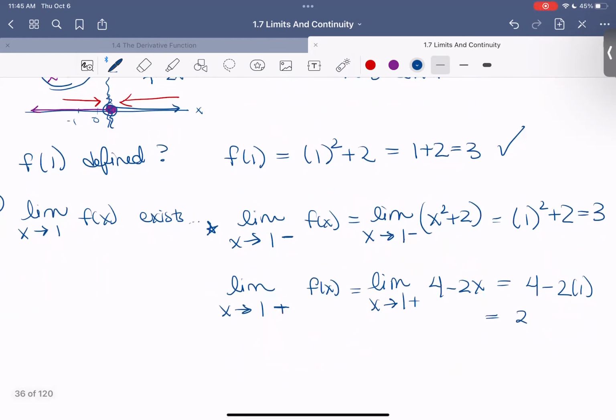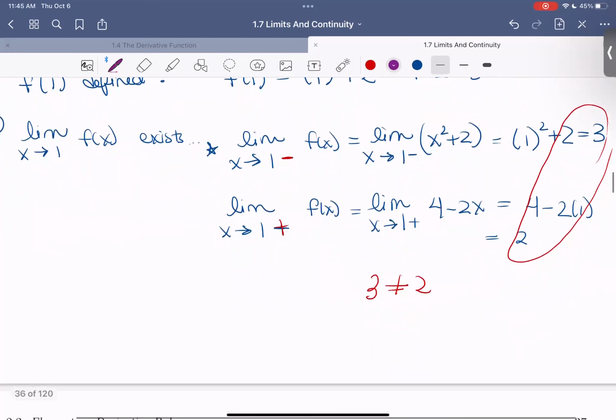What do we notice here? Well, the limit from the left and the right side are not equal. 3 and 2. So 3 is not equal to 2. So what does that mean? Therefore, the limit as x approaches 1 does not exist, DNE.